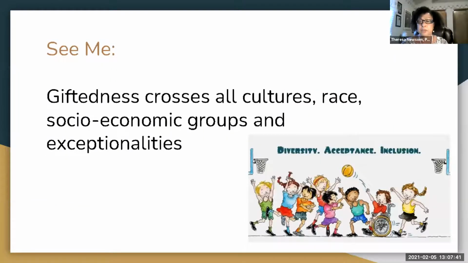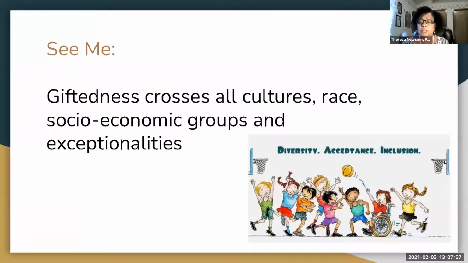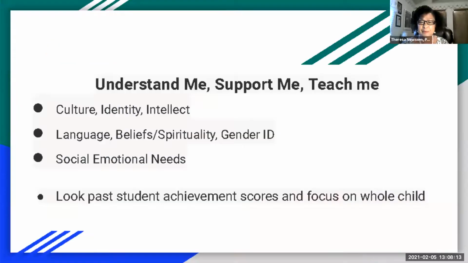So when we see students, we're looking and knowing, because our intent is to understand and find students from all cultures, races, socioeconomic groups, and exceptionalities. Okay. So I want you to take just a moment and look at that picture. You might find a student and say, that student looks gifted, but how do we know who's not if we don't look and see them from a different perspective? Okay. Next.